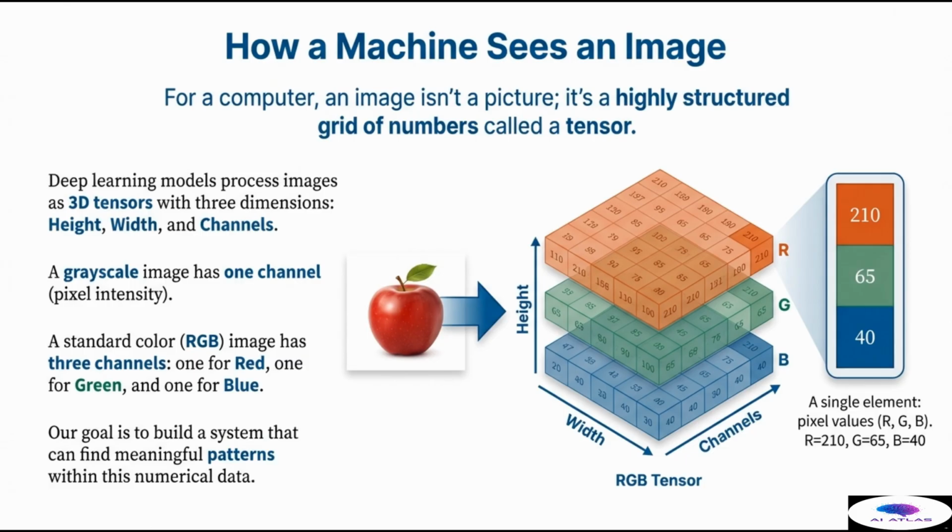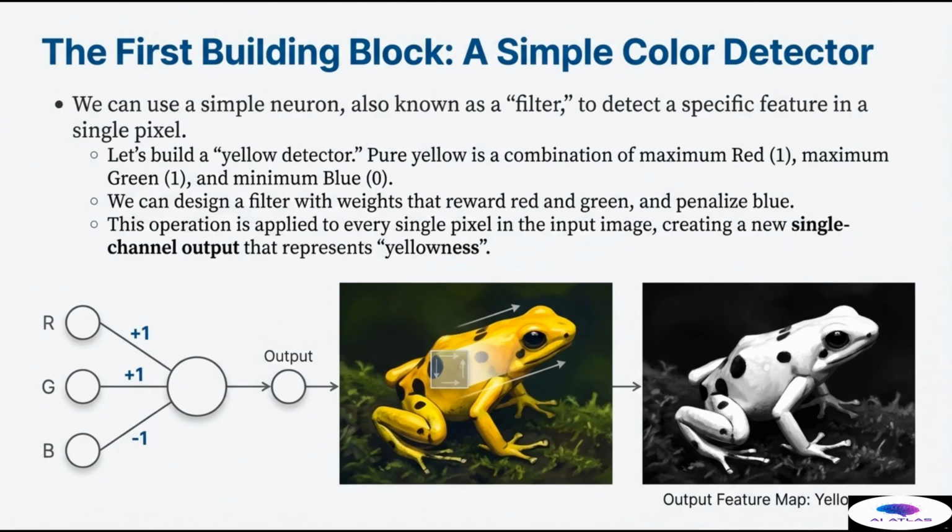Our ultimate goal is to build a mathematical system, the CNN, that can efficiently analyze this massive grid of numbers and identify meaningful, higher-level patterns within this dense numerical data. The very first step in feature extraction often begins with the simplest building block, a single neuron acting as a filter. In this context, a filter is a tiny mechanism designed to detect one very specific feature within a single pixel. Let's construct a simple example, a yellow detector.